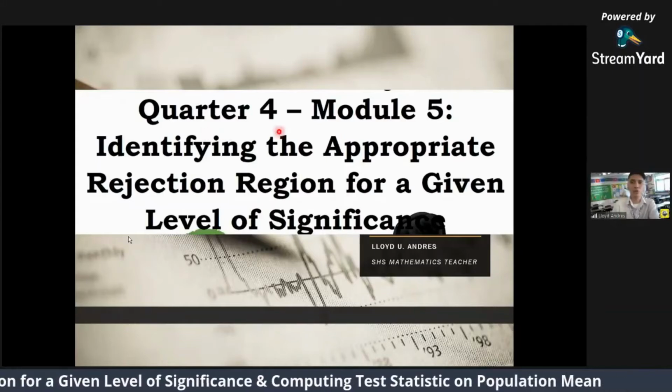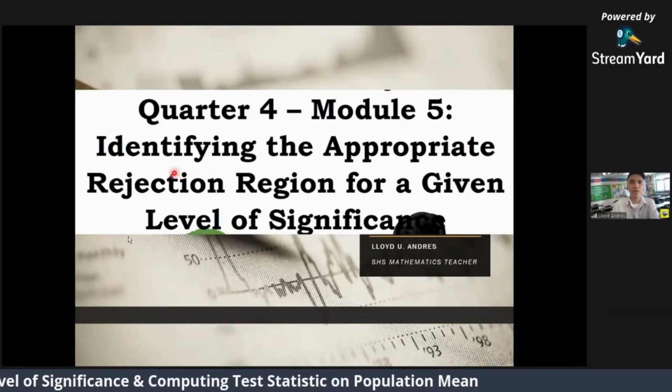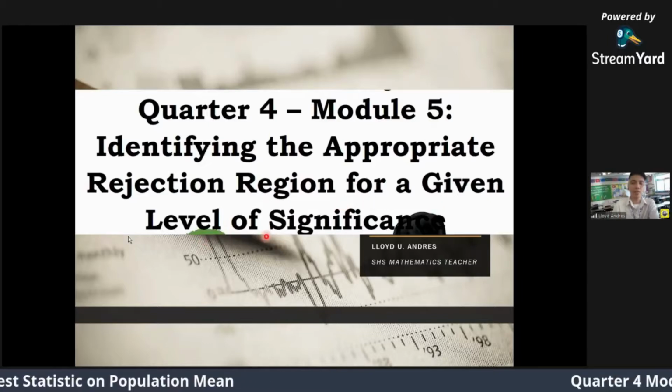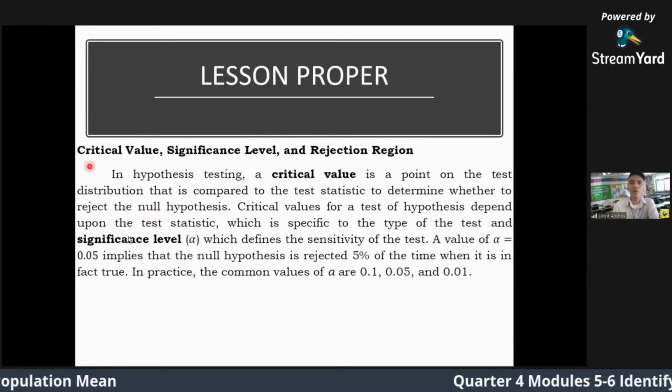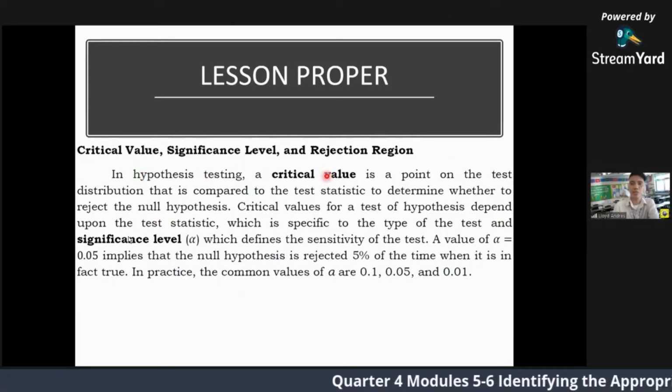Quarter 4, Module 5, entitled Identifying the Appropriate Rejection Region for a Given Level of Significance. Critical value, significance level, and rejection region.